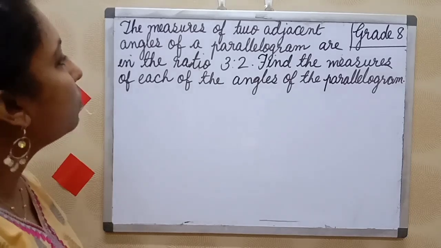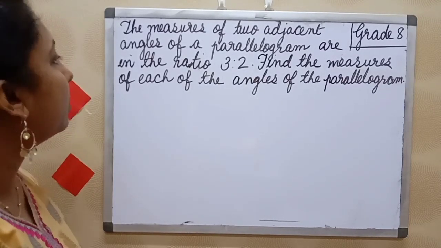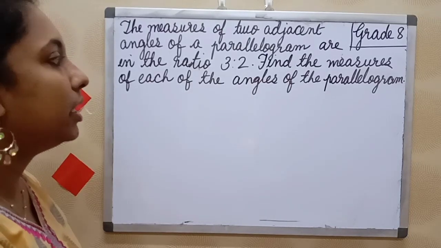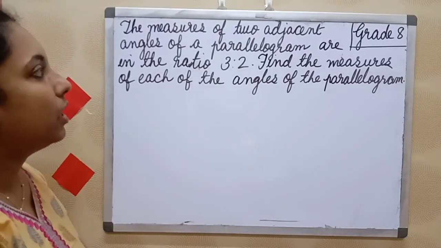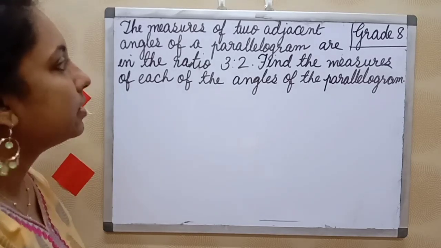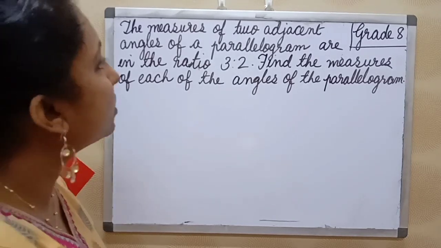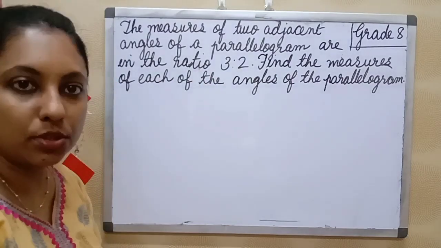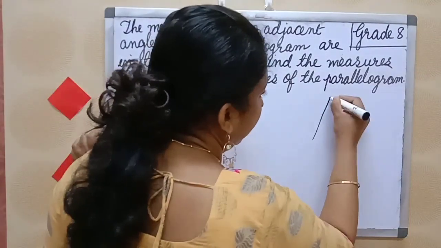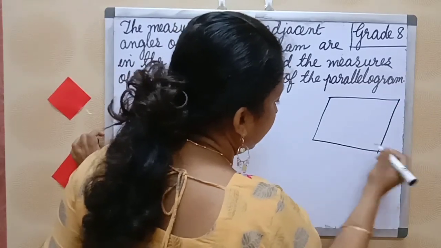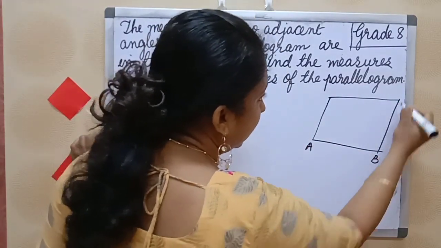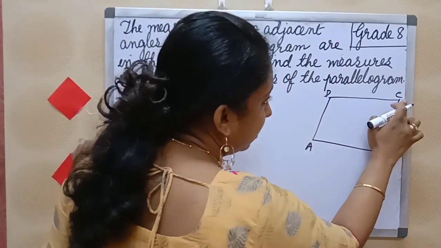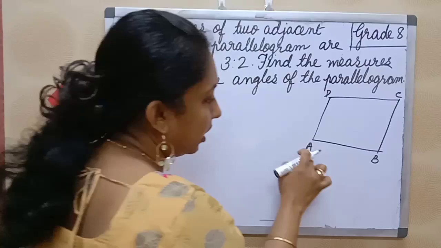The measures of two adjacent angles of a parallelogram are in the ratio 3:2. Find the measures of each of the angles of the parallelogram. What is given? Two adjacent angles of a parallelogram are in the ratio 3:2. This is a parallelogram ABCD. A and B are adjacent. B and C are also adjacent. C and D are adjacent. D and A are also adjacent.